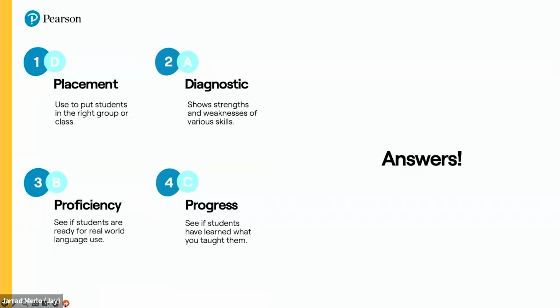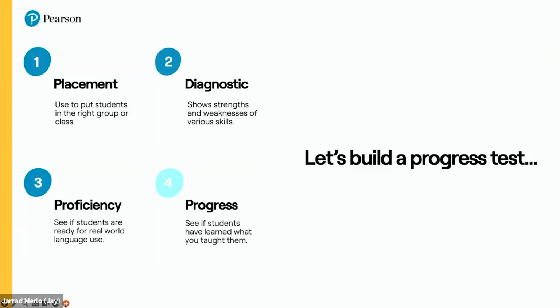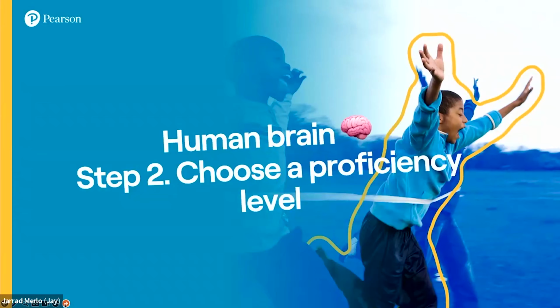Then we have proficiency tests, which see if students are ready for real world language use, like say university or work. Then we have progress tests, where we see if students have learned what you taught them. What we're going to do today is build a progress test. So that was step 1. We choose the type of test that we're going to build. We're going to build a progress test.